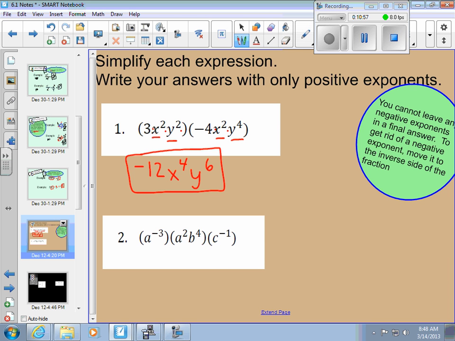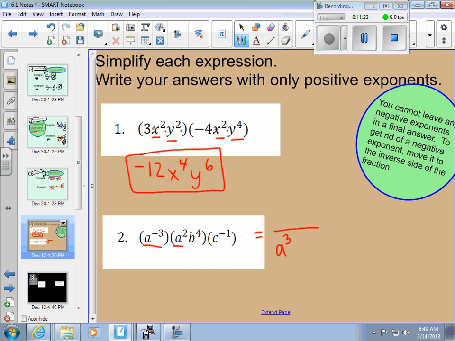All right. Let's look at the next one. And the next one, we do have some negative exponents. So whenever you have negative exponents, move it first to the opposite side of the equation, or inverse side of the equation. So this first one's negative. Let's move it to the bottom. It would be a to the 3rd power in the denominator. We're moving it down to the denominator.